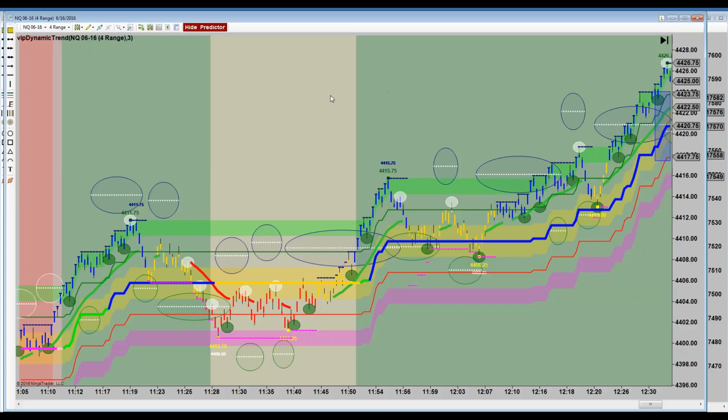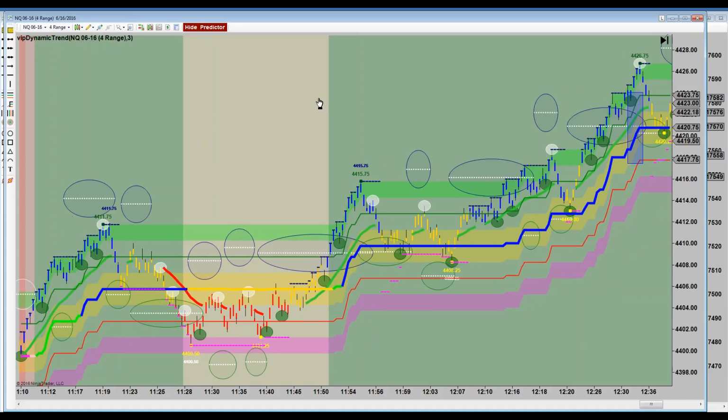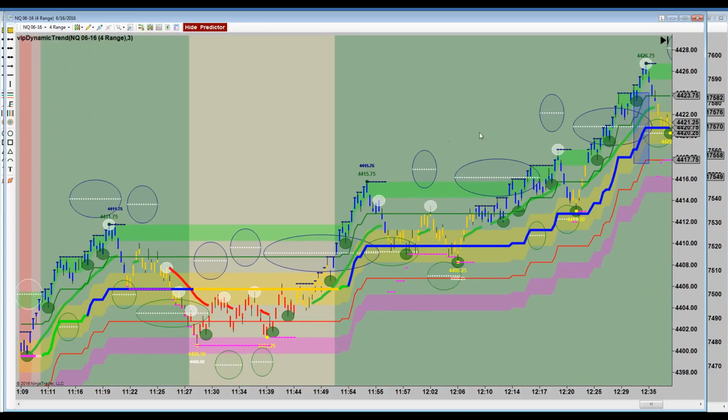Now I'm going to advance the chart a little bit. You tell me what's going on. Here we go. We're pulling back. What happened right there? Right here. There's the mid-band right there. So here again, what are we doing?